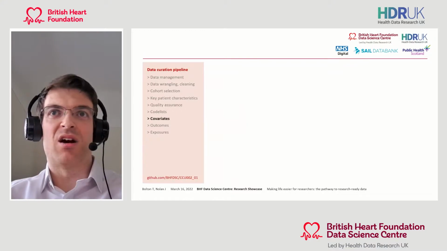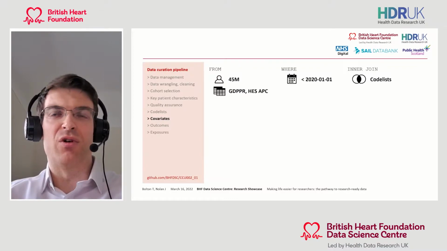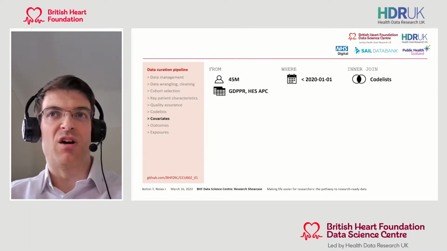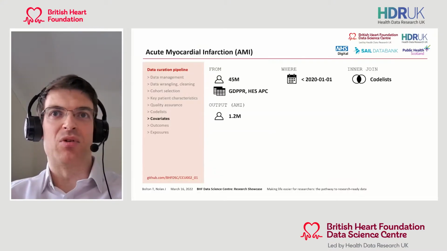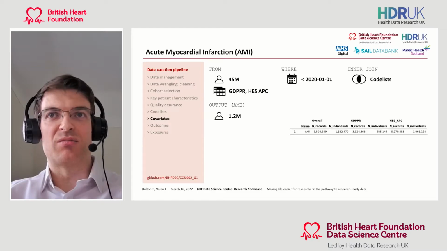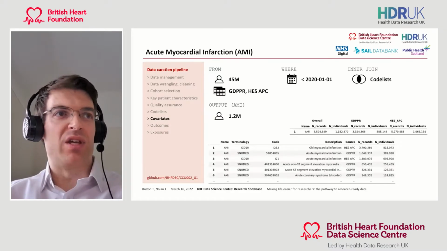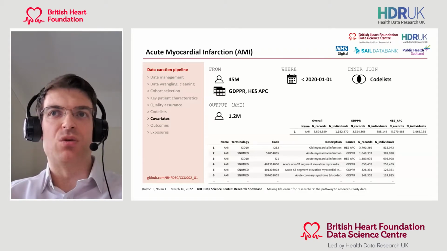So once we've defined our code list, we can then apply it to create covariates for our cohort. Taking the study population of around 45 million individuals from England that we identified for the COVID-19 infection project, and focusing on GP records from the GDPPR table and hospital admissions from the HES admitted patient care table, we can filter records prior to our study start date of the 1st of January 2020 and join these to our code lists. Continuing with the AMI example, we find almost 1.2 million individuals have records with codes matching our code list, and we can see how this varies by data source, and we can look at how the codes match by individual codes as well.